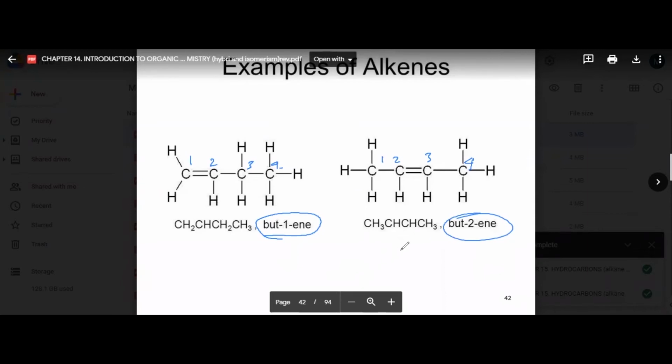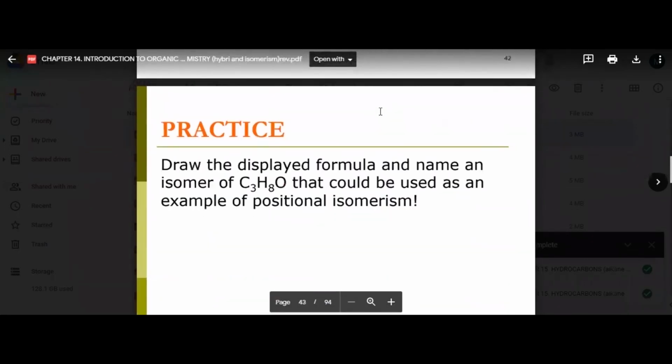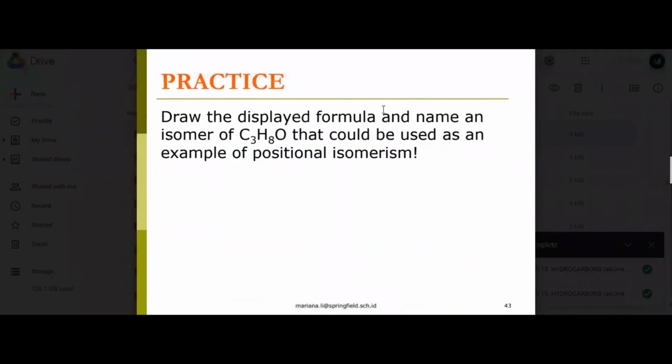Okay, so what is position isomerism? They differ in how the functional groups are connected to the C. The position of the functional group can be moved, can be changed. That's position isomerism. Okay, let's try this.